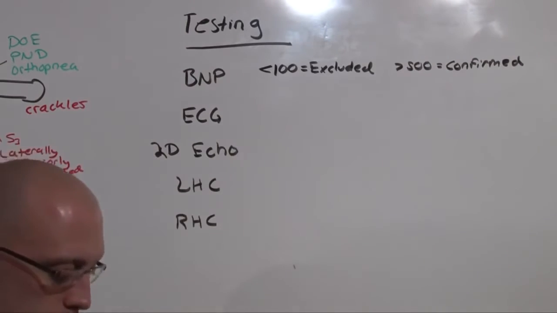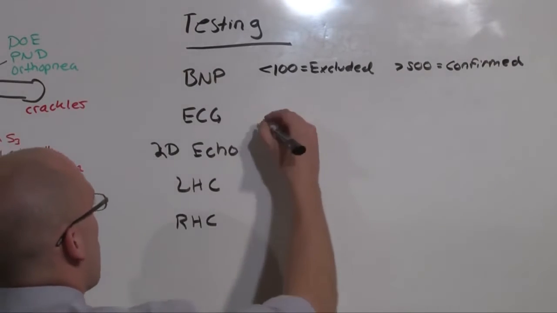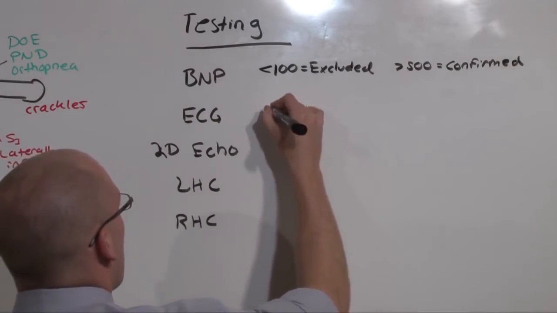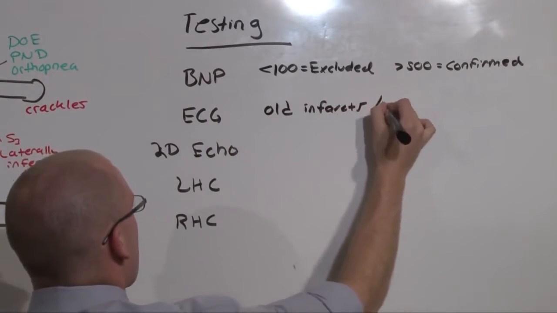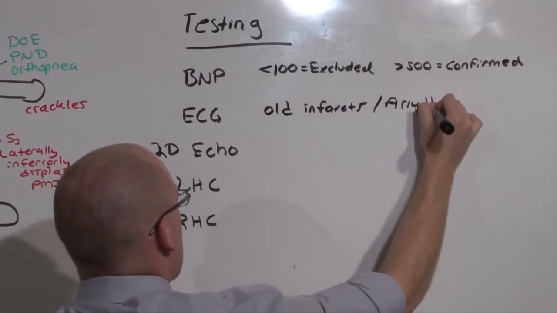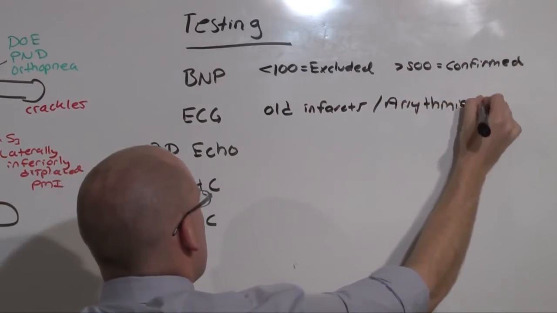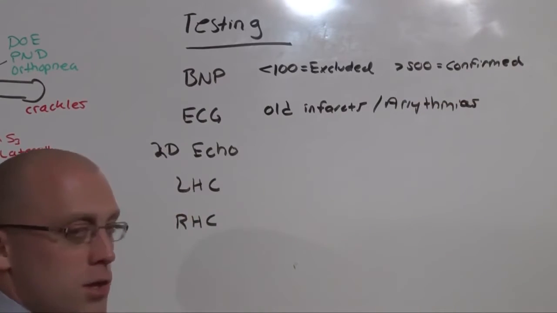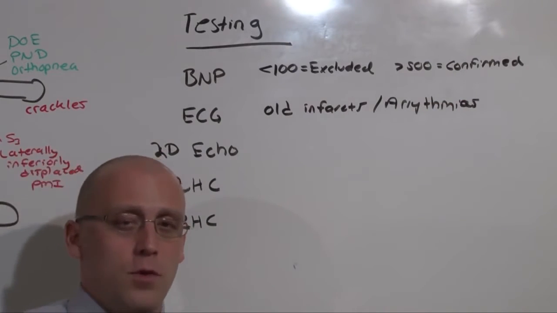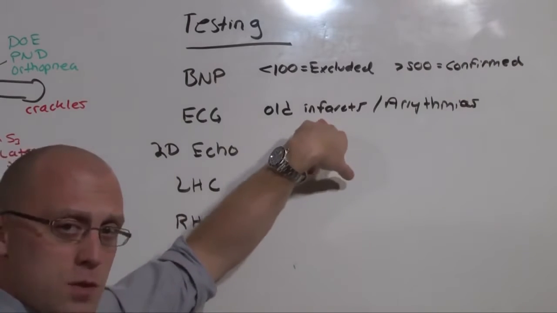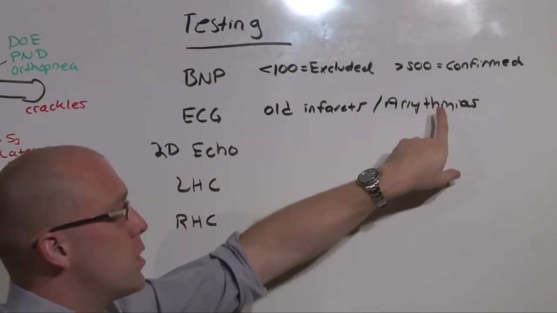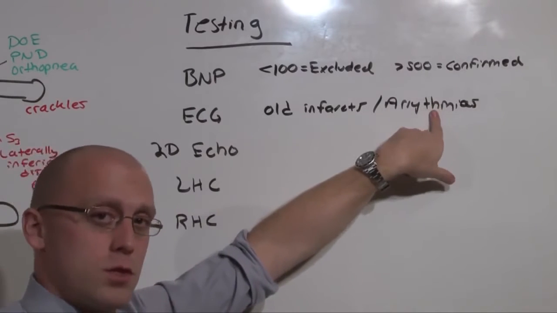The EKG is not going to be that useful. What it does is it helps you assess for old infarcts and for arrhythmias. Because the etiology of heart failure doesn't really matter. If you have heart failure, you're going to treat it. But you do want to know if you have evidence of ischemia, or if there's a current arrhythmia you can fix to reverse the heart failure.